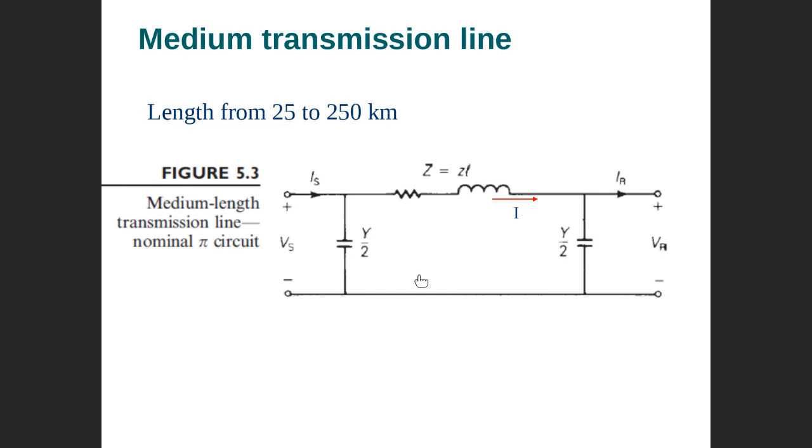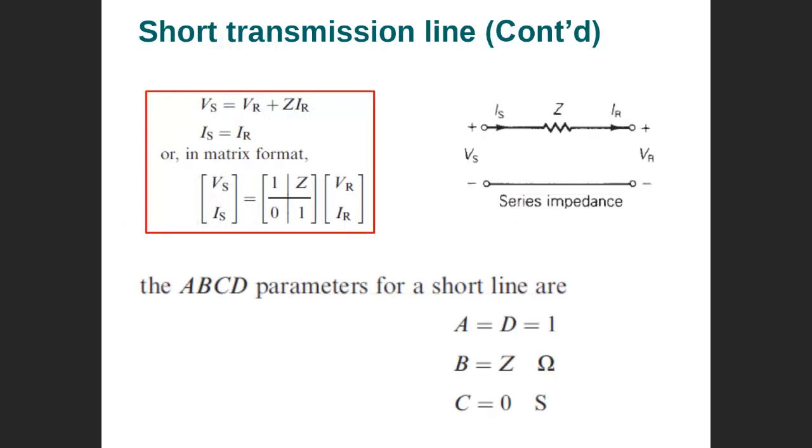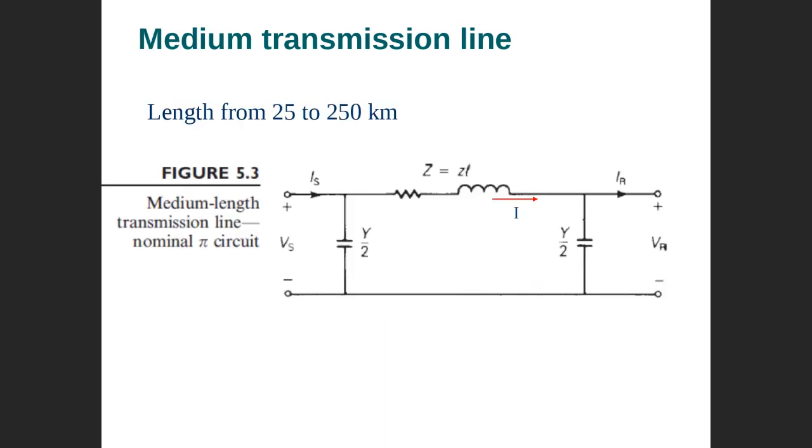What's the difference? Different parameters? Okay, different parameters. Okay, so it's a different structure. So the short transmission line will look like this, as you can see. Okay, Z, but we don't have the branch. And then for the medium transmission line, we added the branches here.